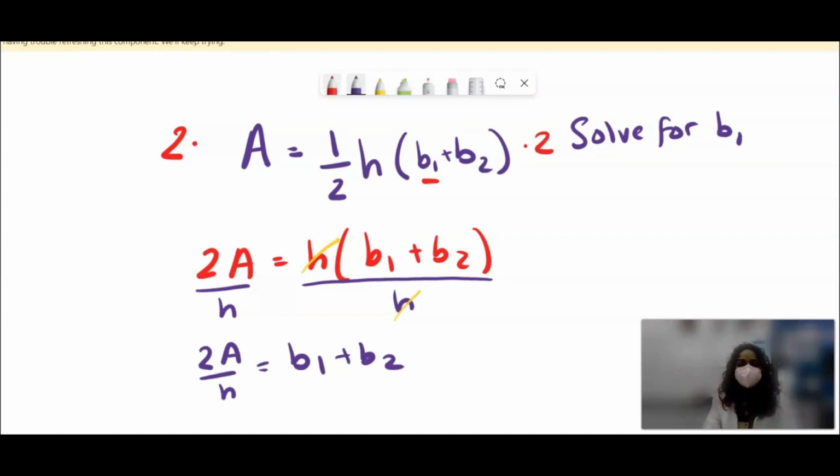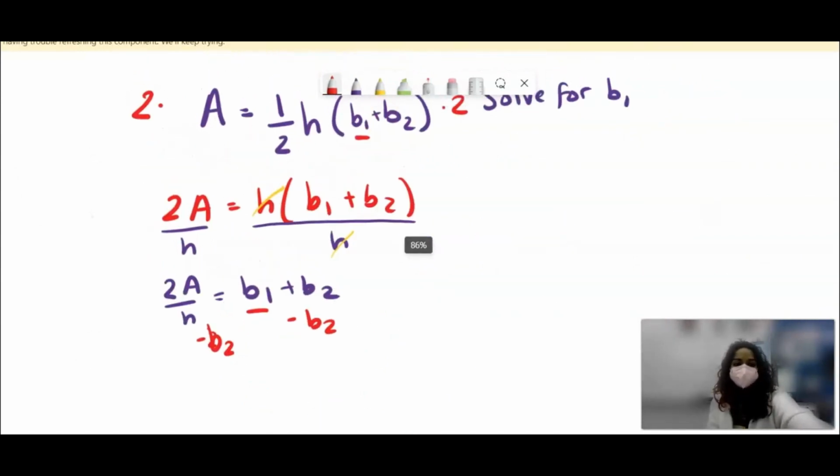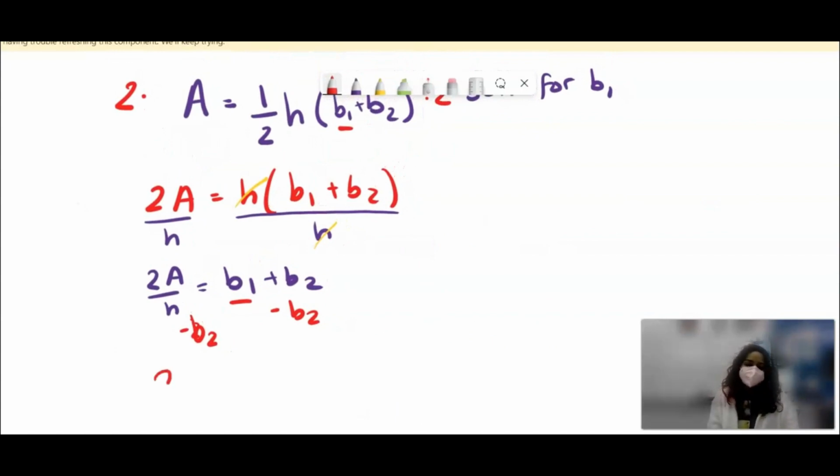All right, I still want my B1, right? What's being done to B1? It's being added by B2. How do I get rid of plus B2? Minus B2 on both sides. And I get 2A over h minus B2 equals B1. Are we okay with that? Okay.